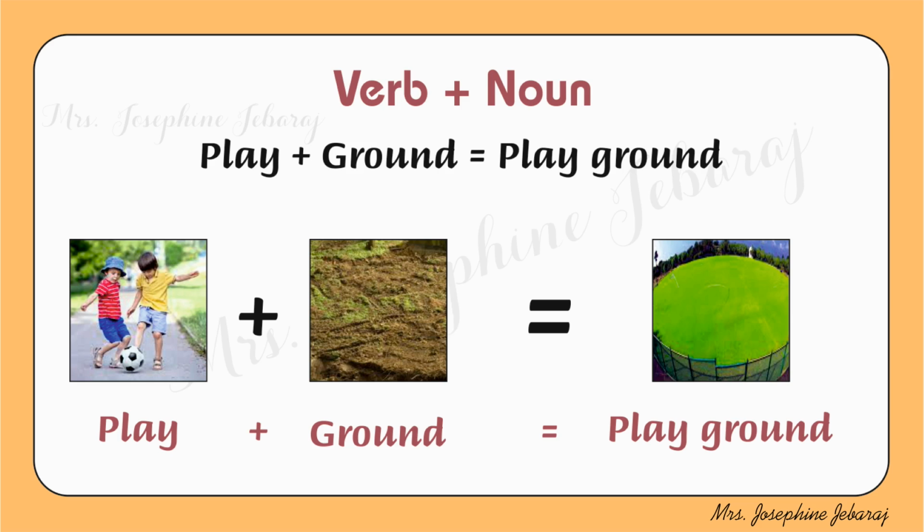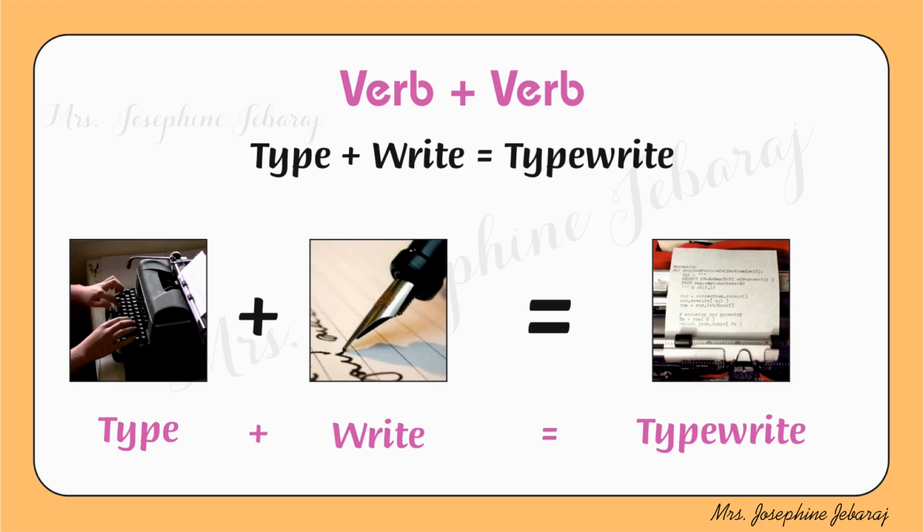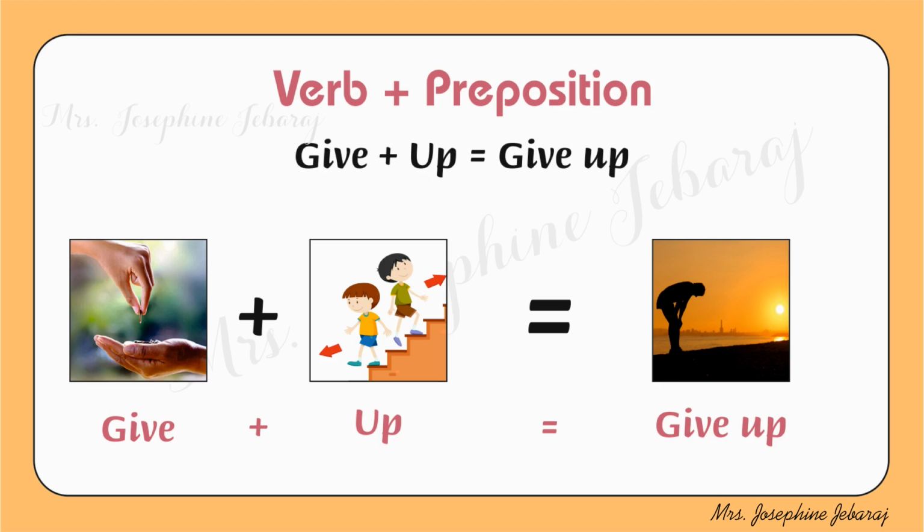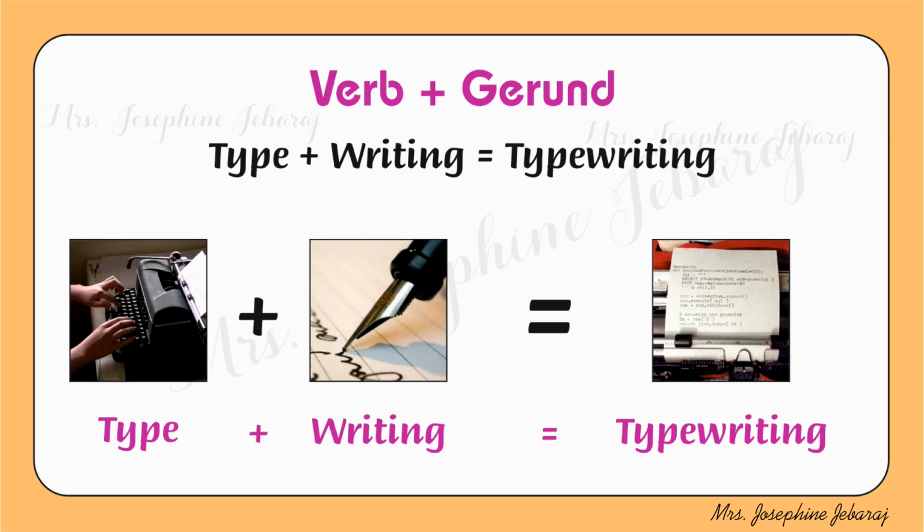Run, way. Run, action; way, noun. Show, room. Show, action; room, noun. Let's go with another combination, verb with verb. Type, write. Next, verb with adjective. Tax, free. Next we move on to verb and preposition. As we have learned the definition already, give up. Verb with gerund. Type, writing.